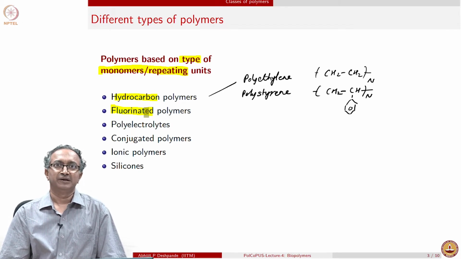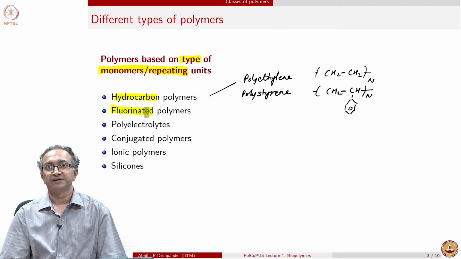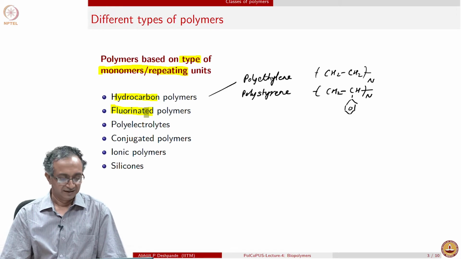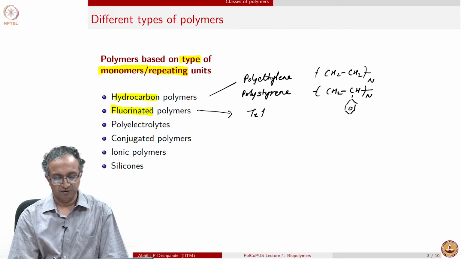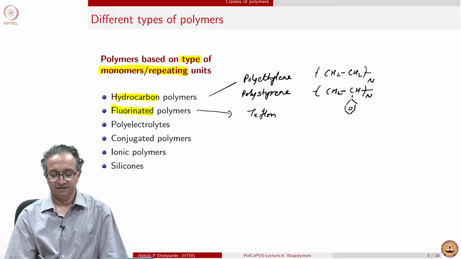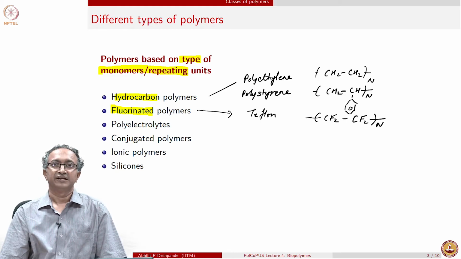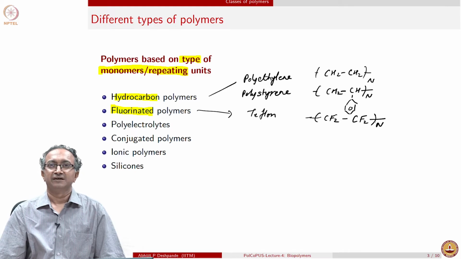I don't know if you can think of an example which is used quite often in kitchens, which is a fluorinated polymer. I don't know if you can think of non-stick immediately. So non-stick pans have a Teflon coating, which all of you are familiar with, and Teflon is very similar in terms of molecular formula to polyethylene, but instead of hydrogen we have fluorine. So this is an example of a fluorinated polymer.